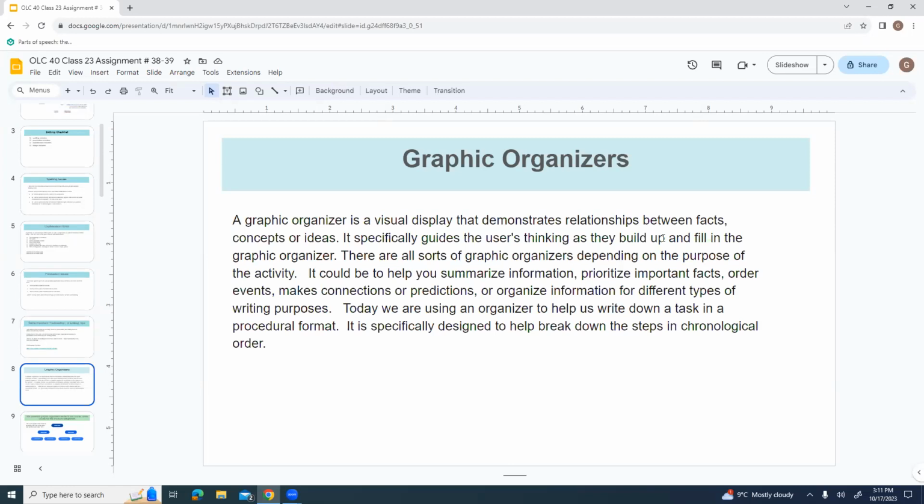Today, we're going to use an organizer to help us write down a task in a procedural format. It is specifically designed to help us break down the steps in chronological order, but I'm going to show you a few different types because I want to make sure that you recognize that you've seen these all the time. I guarantee you, if you've read anything on the internet at some point, you've read some of these types.